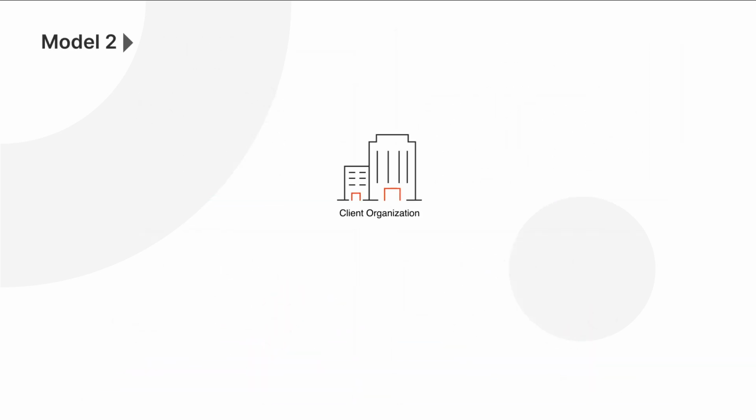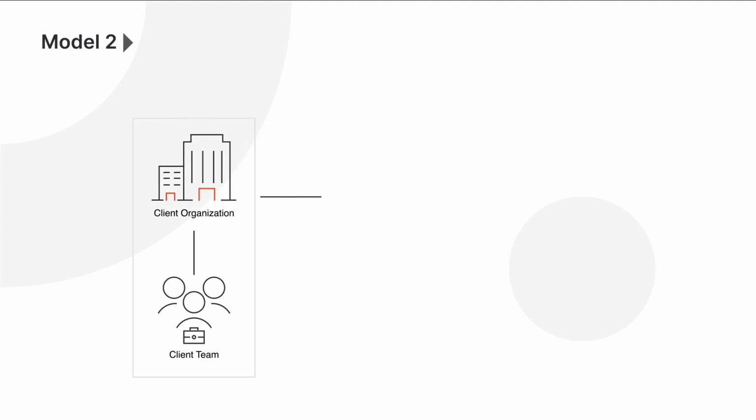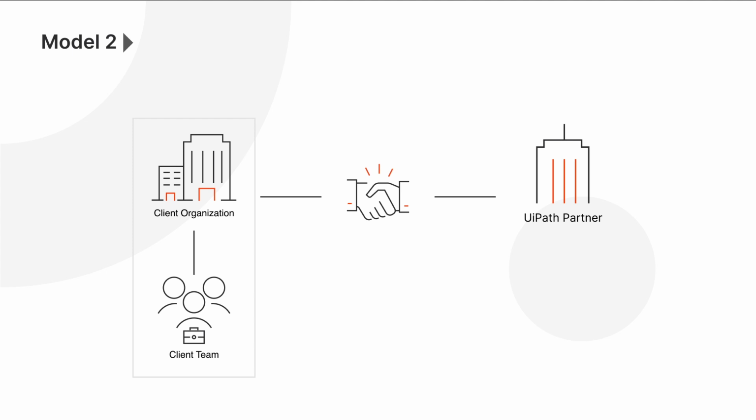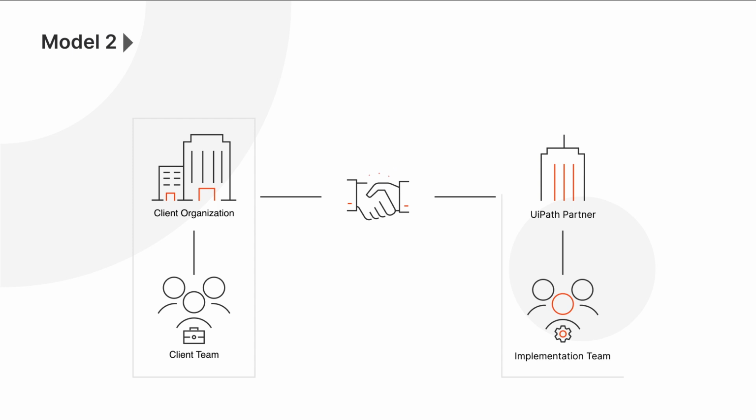The second model involves an organization looking to automate its business processes using the UiPath Business Automation Platform and assuming only the role of the client. Lacking the internal expertise for implementation, the organization turns to an external automation services provider and typically a UiPath official partner, which can provide the required expertise and capacity through an implementation team.